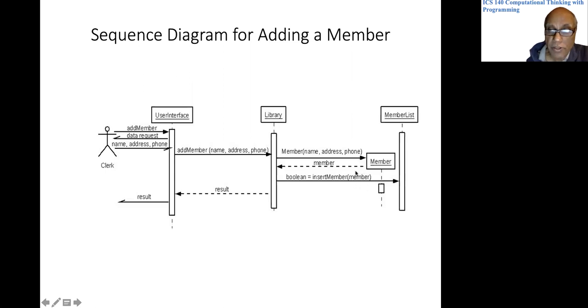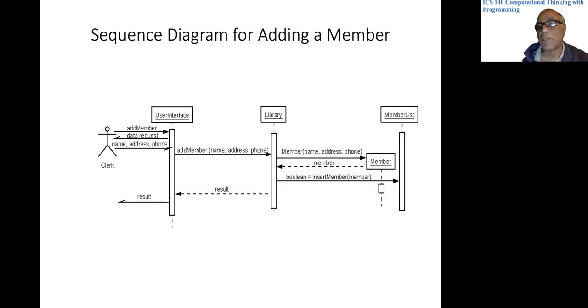And the member is passed as the only parameter to a method called insert member. And we are saying this should come back with a true or false indication. And that result is passed back from the library to the user interface, and from the user interface, the result is displayed. You can see that this sequence diagram shows the essential details of what happens. It doesn't show all the details.